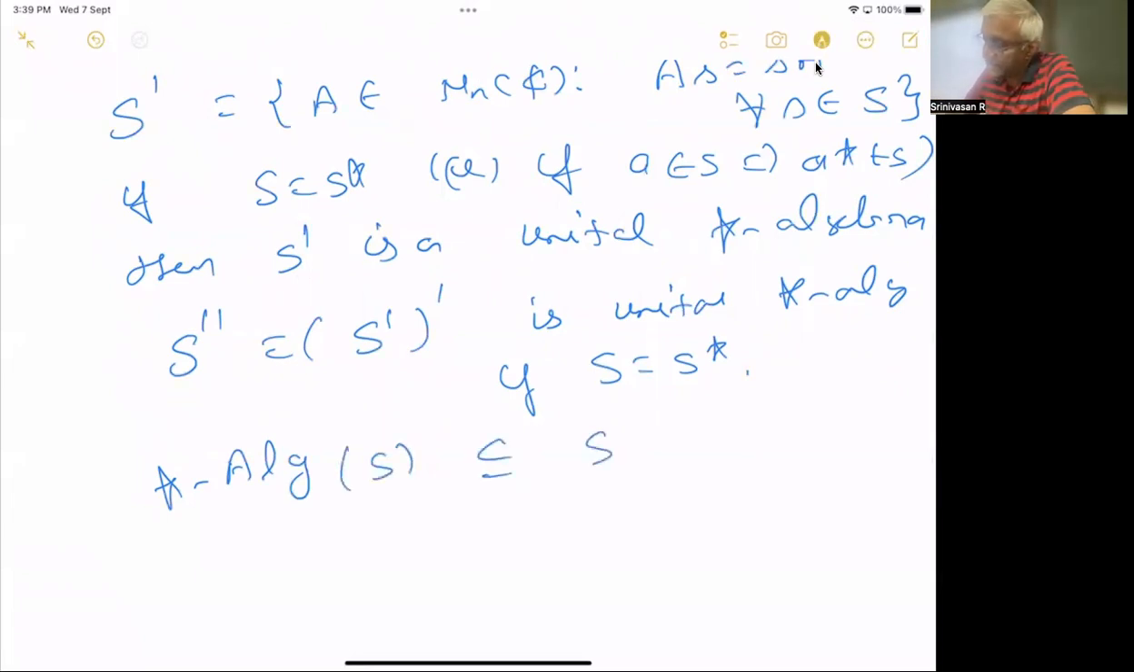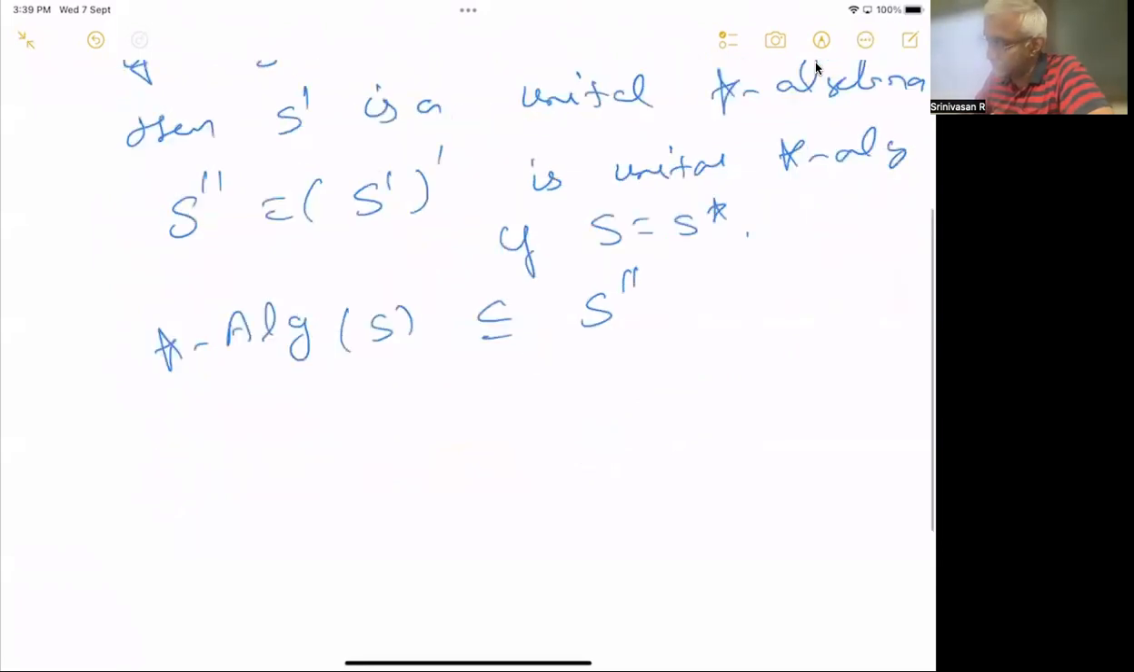This is contained in the S double commutant. This is very similar to orthogonal complements, where M is contained in M double perp. The question is whether it is equal to that. So that is what the theorem addresses.